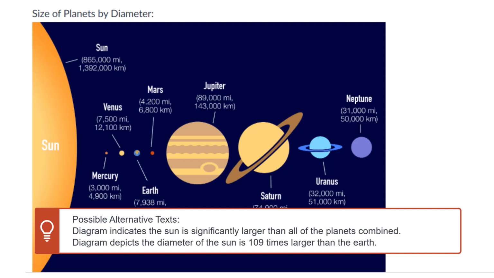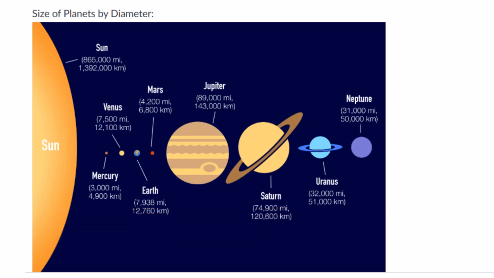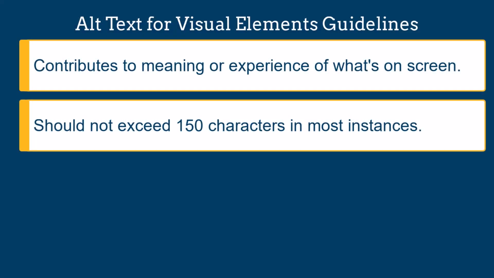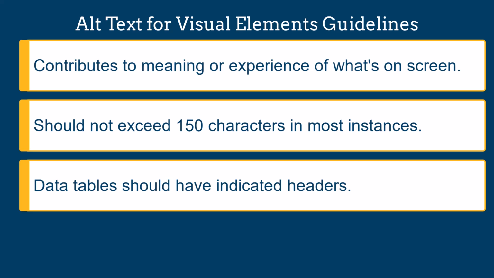You'll notice here that I do specify that the image is a diagram, and that is so the user understands that the purpose of the graphic is informational. Another logical way to display the data from this image is in a table. And that leads us to the other ways to label visual elements in your course content.